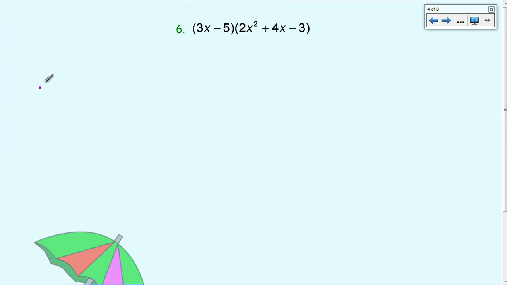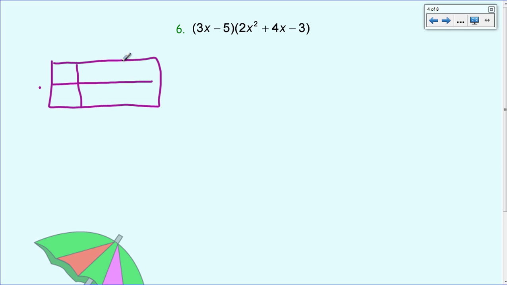So now look at this last one, number 6 here. This one, you have a binomial times a trinomial, and you can use either method here. You can do double distributive property, which is what I'm going to do, but if you choose to do the box, when you do the box for this one, it has to be a 2 by 3 box because you have a binomial and a trinomial.